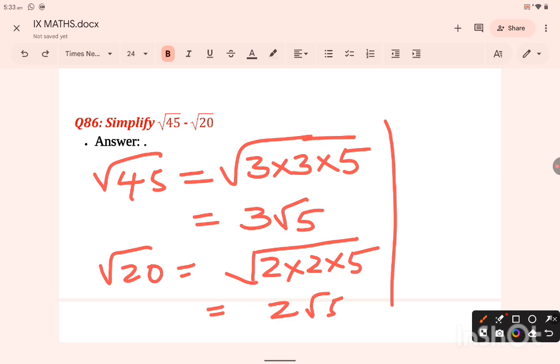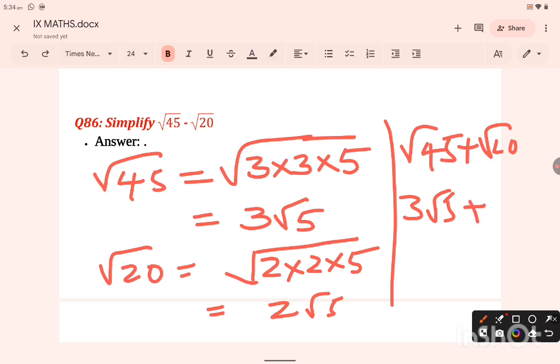So, root 45 plus root 20 gives, what is the root 45 value? 3 root 5. The value of root 20 is 2 root 5. These are like radicals. 3 root 5 plus 2 root 5 is equal to 5 root 5. So our answer is 5 root 5.